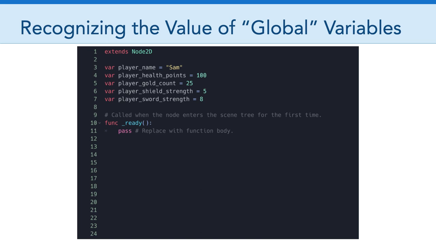It keeps track of the player's name. I also have a variable called player health points, which starts the game out at 100. And of course, I might subtract player health points using that variable each time the player takes damage. And I have some other examples here, player gold count, player shield strength, and player sword strength. These are just examples of global variables that my functions could use in calculations and to keep track of the status of the game. So working with conditionals and global variables is an important part of programming game logic.